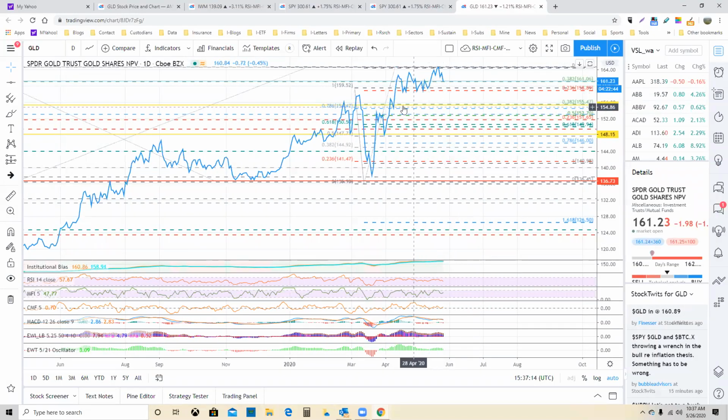Pretty good support here, this 382 fib. There's a little bit of confluence, but even right here there's a little confluence. I think I would like to sell GLD puts as soon as we get under 160. I'll probably sell 155s or 150s, or maybe a little bit of both.